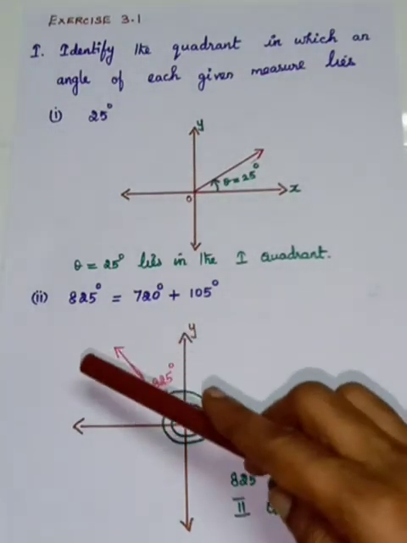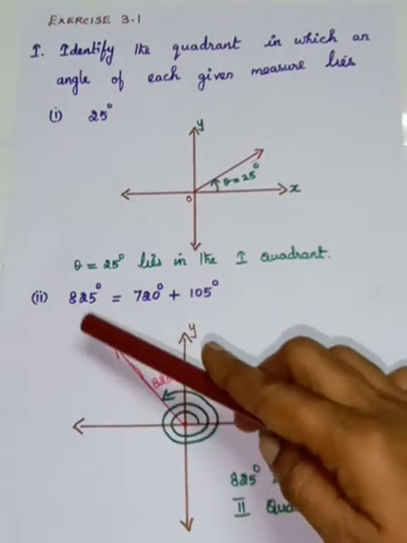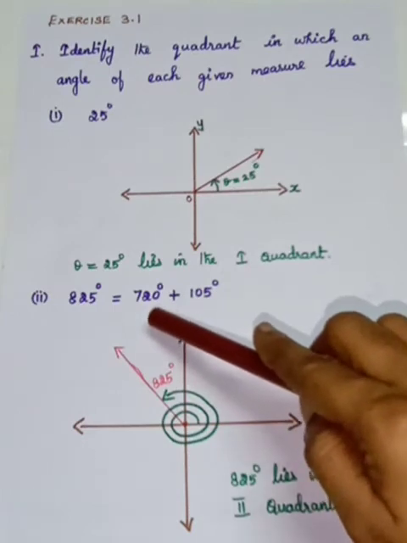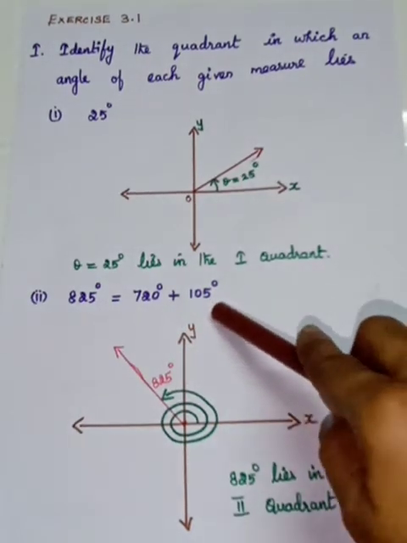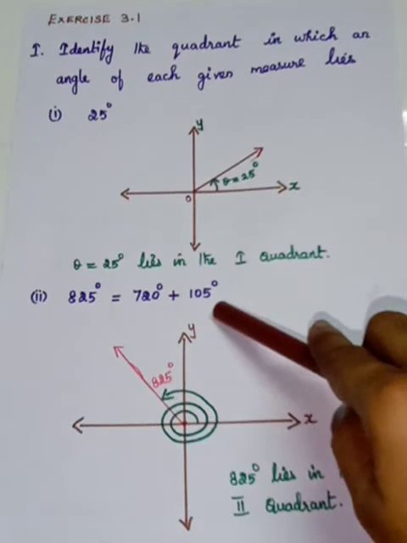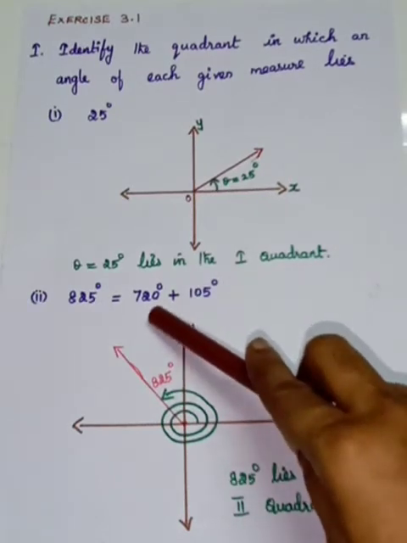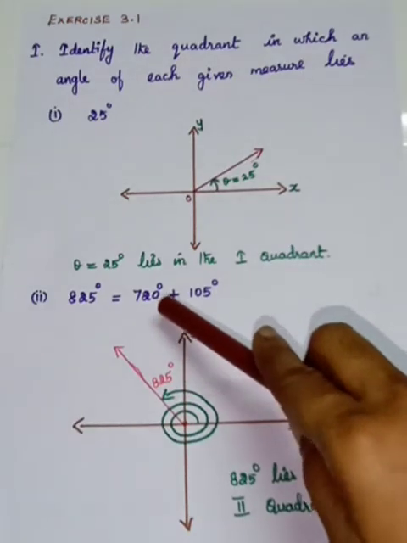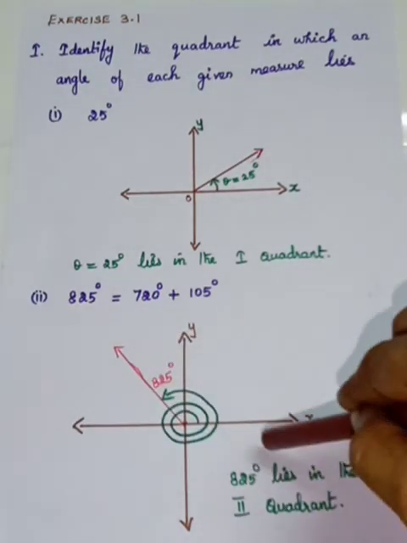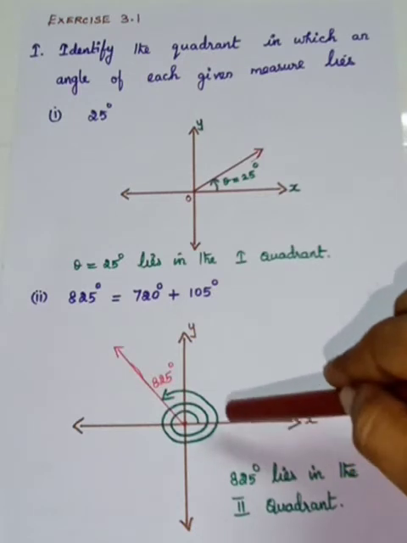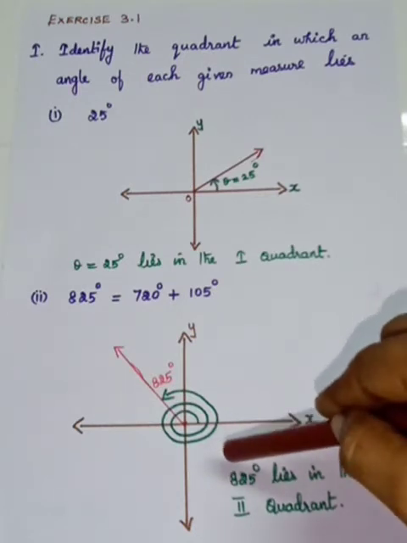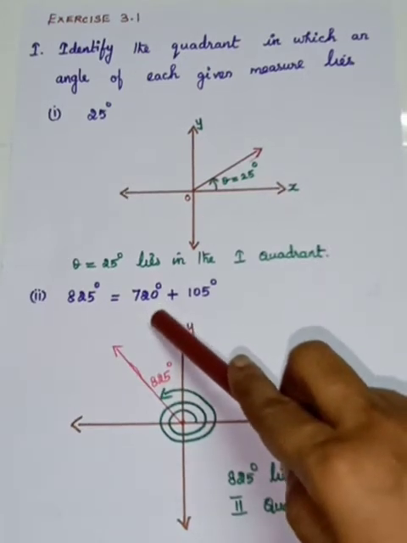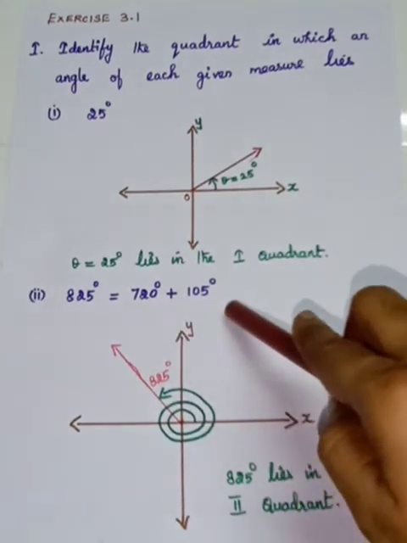It is 825 degrees. So it is more than 360 degrees. Okay, so I can write 825 degrees as 720 degrees plus 105 degrees. Why do I write 720 degrees? You see that it is 2 into 360 degrees. 360 degrees means one complete rotation is over. So 720 degrees is 2 into 360 degrees, so 2 complete rotations are over for 720 degrees, plus what is remaining? 105 degrees.